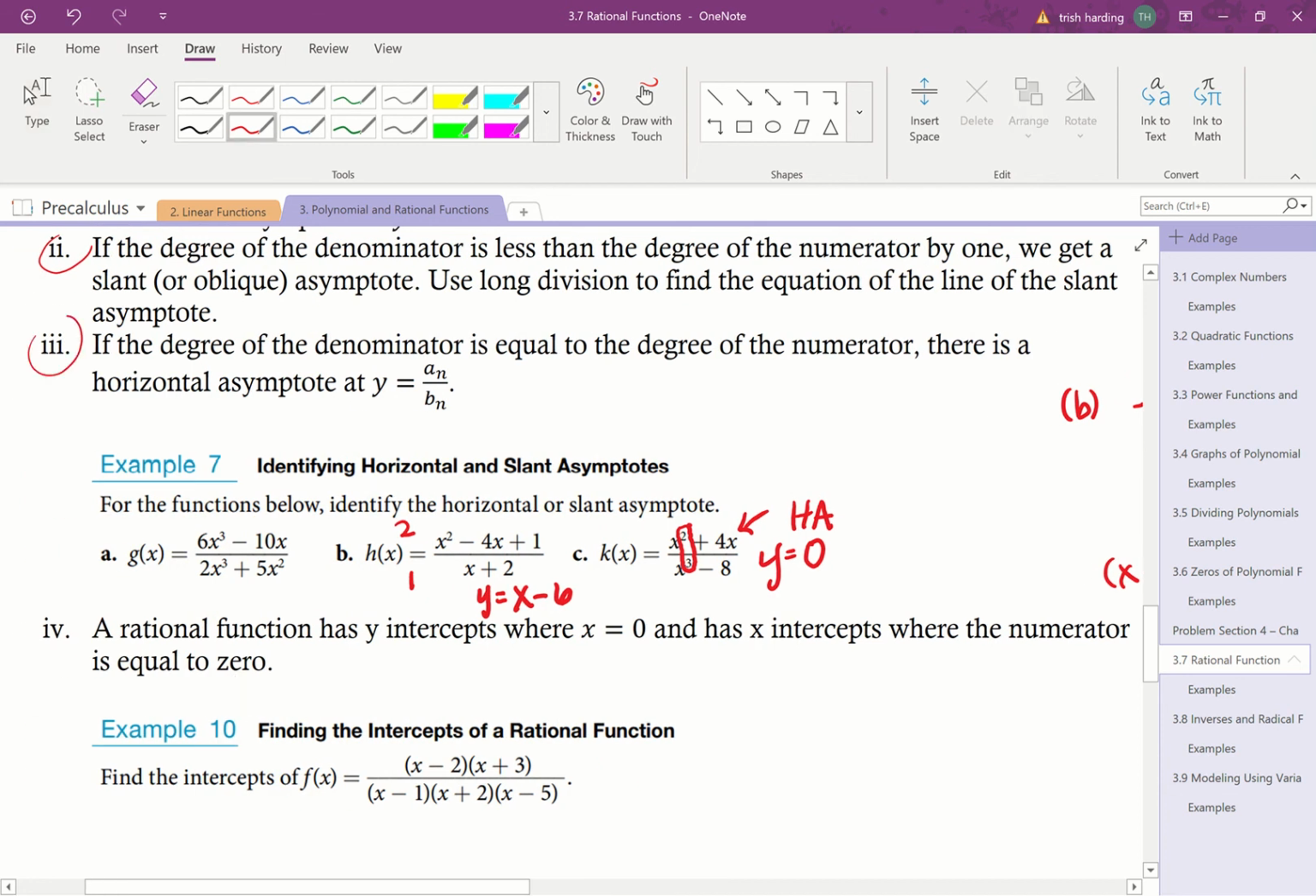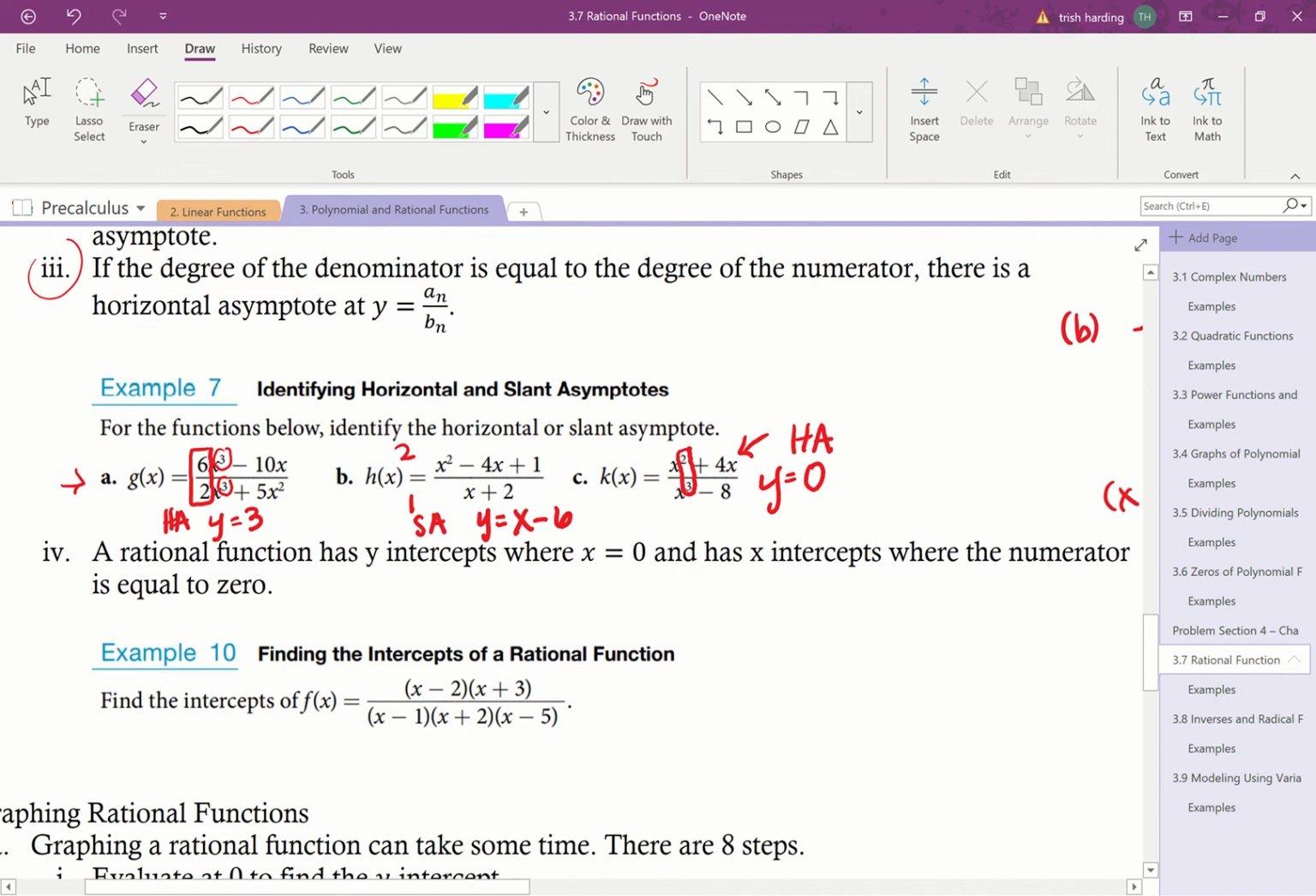Now, if the degree of the denominator, the one on bottom, is equal to the degree of the numerator, the one on top, then we have a horizontal asymptote at the ratio of the coefficients. So what does that mean? We're going to look at A to find out. So notice we have the same degree on top and bottom. So we are going to take the ratio of just their coefficients. So 6 divided by 2 is 3. So this is a slant asymptote, and this is a horizontal asymptote. Notice slant asymptote is a line. It's slanty.